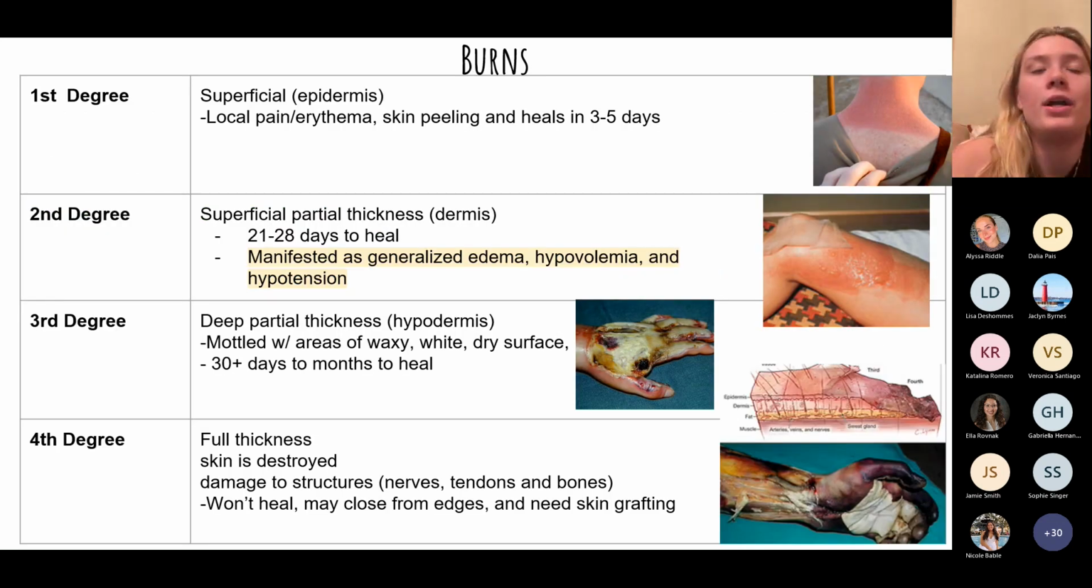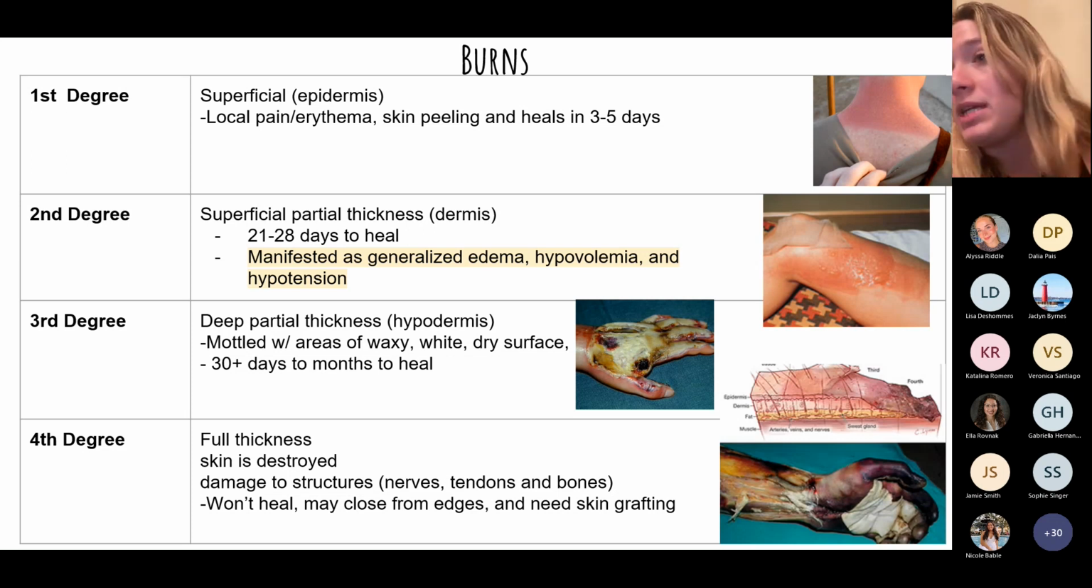Now we get to talk about burns. Just know that with your 1st degree burns, those are more your sunburns, okay? The 2nd degree, we're still in the dermis, but maybe a few more layers of the dermis. Our 3rd degree, that's when we go below the dermis to the hypodermis. It does take a long time to heal. Our 4th degree burns, this is full thickness, and these will not heal on their own. They might tunnel, but they're not going to heal. So this is when we would need skin grafts. And I want you to know that no matter what, with burns, we're concerned for dehydration, hypovolemia, hypotension, okay?